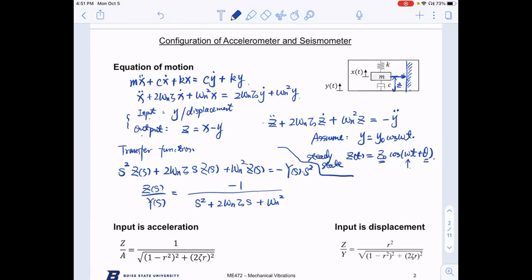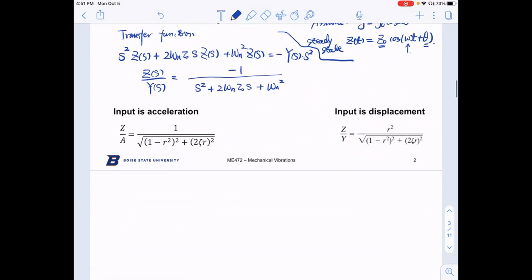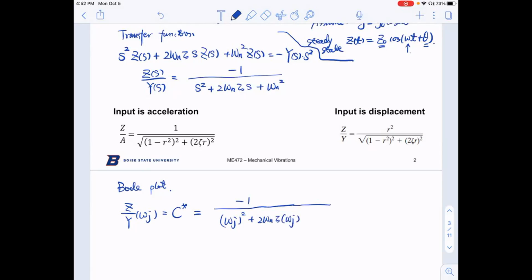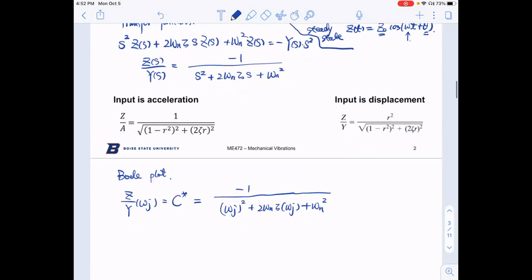Once you have your transfer function, remember that flow chart. The next step is we need to find out the Bode plot. How we do it, we just replace the S in the transfer function by omega j, and remember we define this as a complex number C. S squared is omega j squared, and 2 omega n zeta S becomes omega j, plus omega n squared. Then you can collect all the real terms and all the imaginary terms, and you have minus 1 over omega n squared minus omega squared plus 2 omega n omega zeta j. As you can see, that's a complex number.